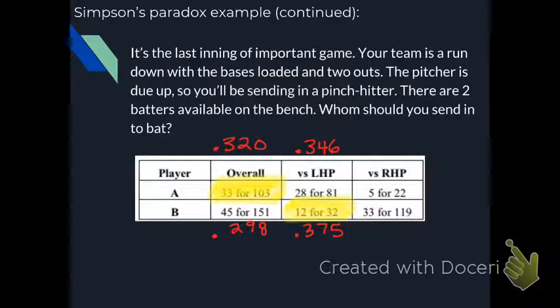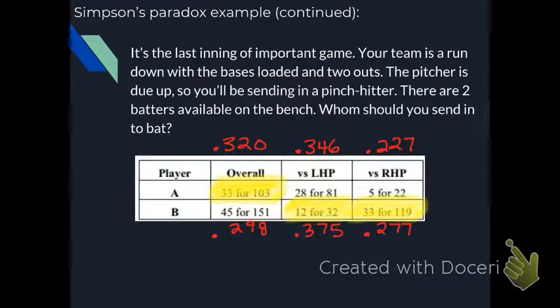We'll see that player A got a hit 5 out of 22 times at bat against righties, and that's an average of .225. And player B got a hit 33 times out of 119 times, and that's an average of .277. So again, player B outperforms player A, this time against righties.